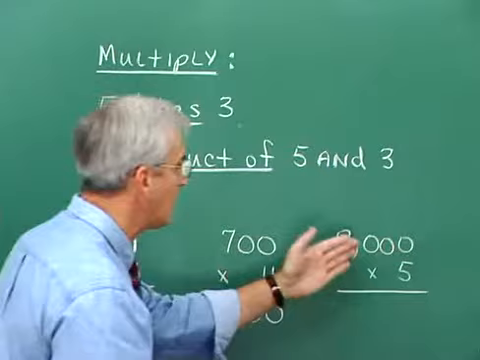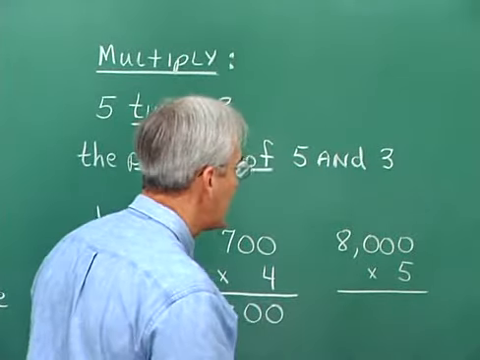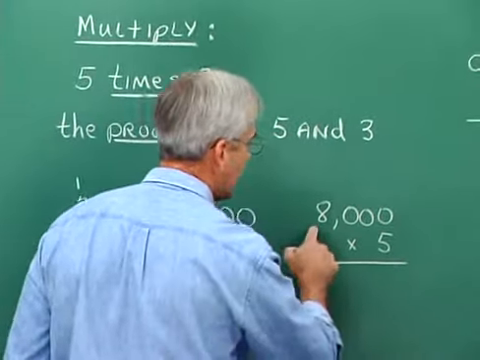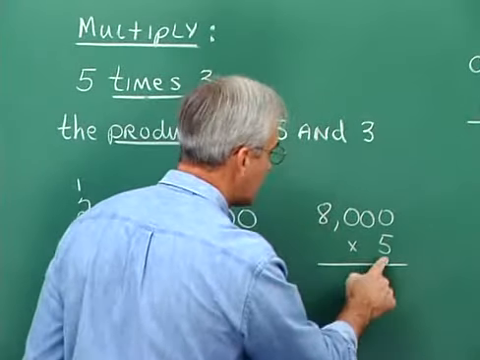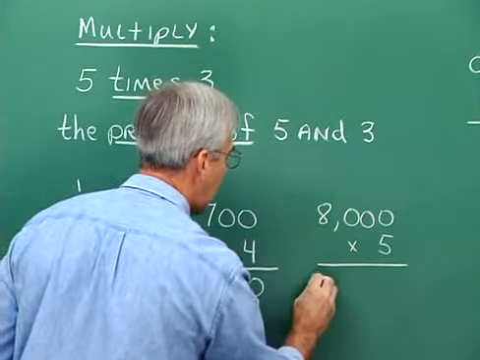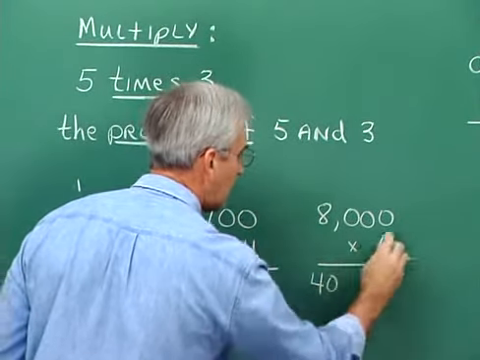Here's one, 8,000 times 5. Well, again, we could use this shortcut and just say, well, the digits that make a lot of sense to us here are the 5 and the 8. 5 times 8 is 40. And I'll just tack on these 3 zeros to get 40,000.